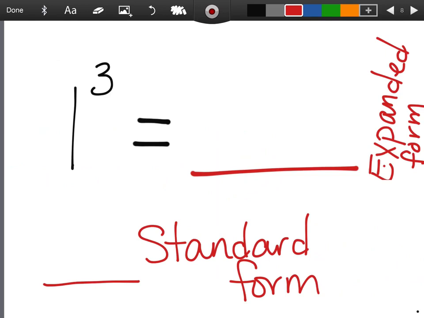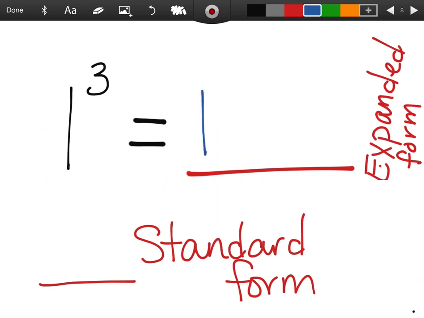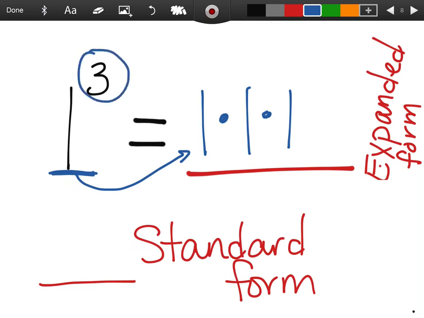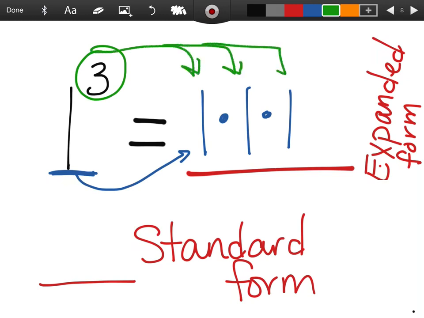All right, let's do a couple more. 1 to the 3rd power in expanded form would be 1 times 1 times 1. Again, the base tells me the number I'm going to be multiplying, and my exponent tells me how many times. So I've got once, twice, 3 times. Standard form, well, that's easy. 1 times 1 is 1. 1 times 1 is 1 again, so my standard form is 1. Remember, anything times 1 is itself.